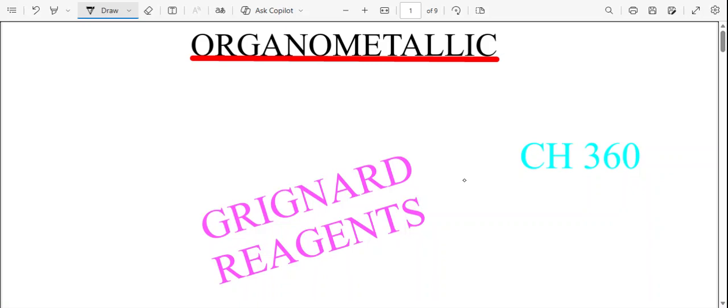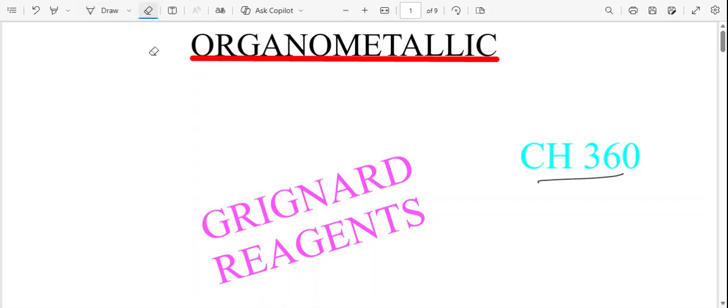All right, we'll be going through the behaviors of Grignard reagents, and this is coming from the organometallic course, that is CHEM 360 organic chemistry. That is the case of CBU, the course code, but it's important also for other programs. Let's go and see how we can answer one or two questions from there.